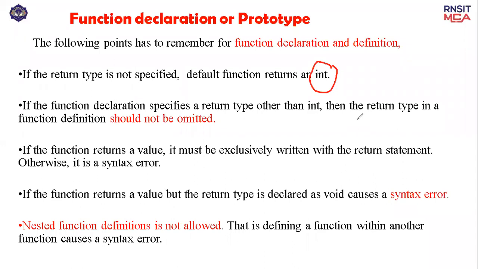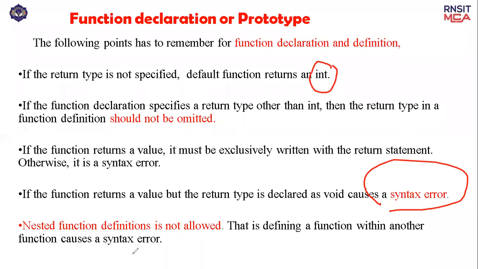And if the function returns a value, that must be exclusively written within the return statement. Of course, return statement is the last statement in the function that should return the value which is specified in the return type. What is the return type we have specified? Same type of value should return from the function to the calling function. And if you don't do it, there will be a syntax error.